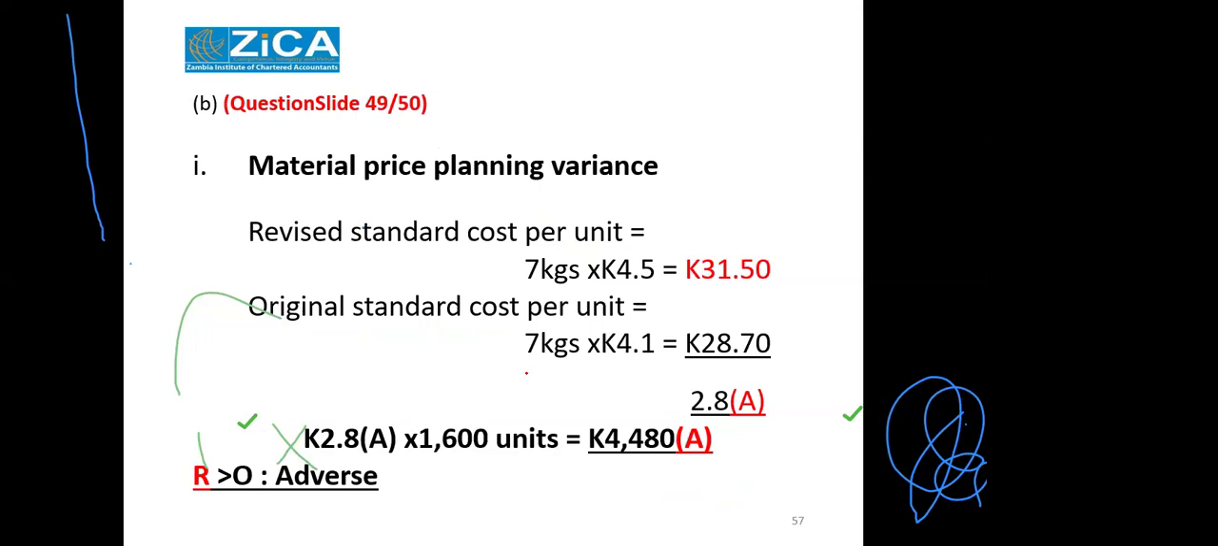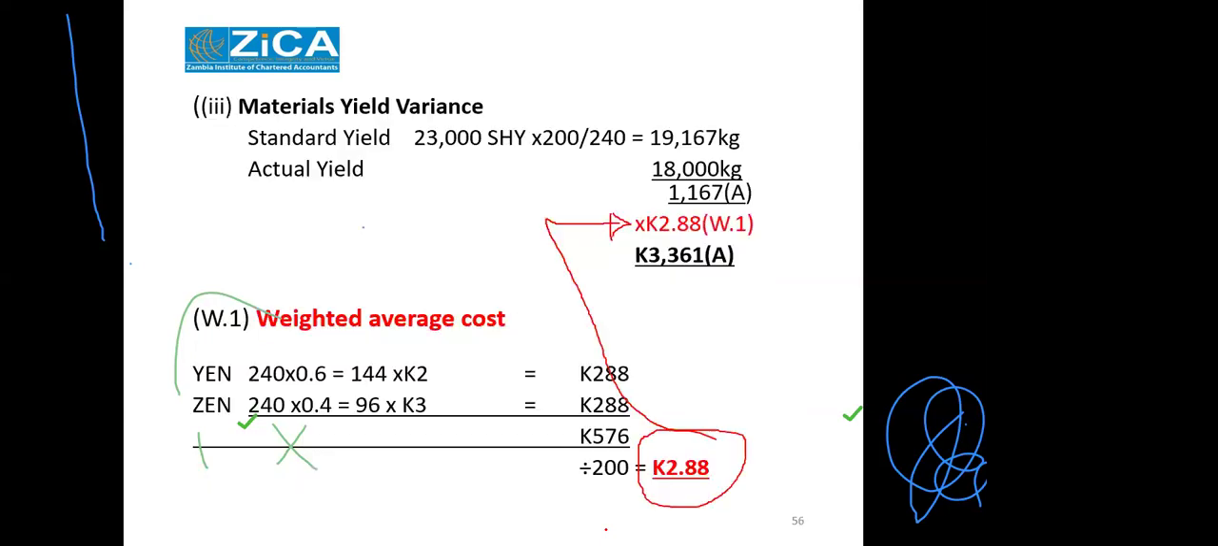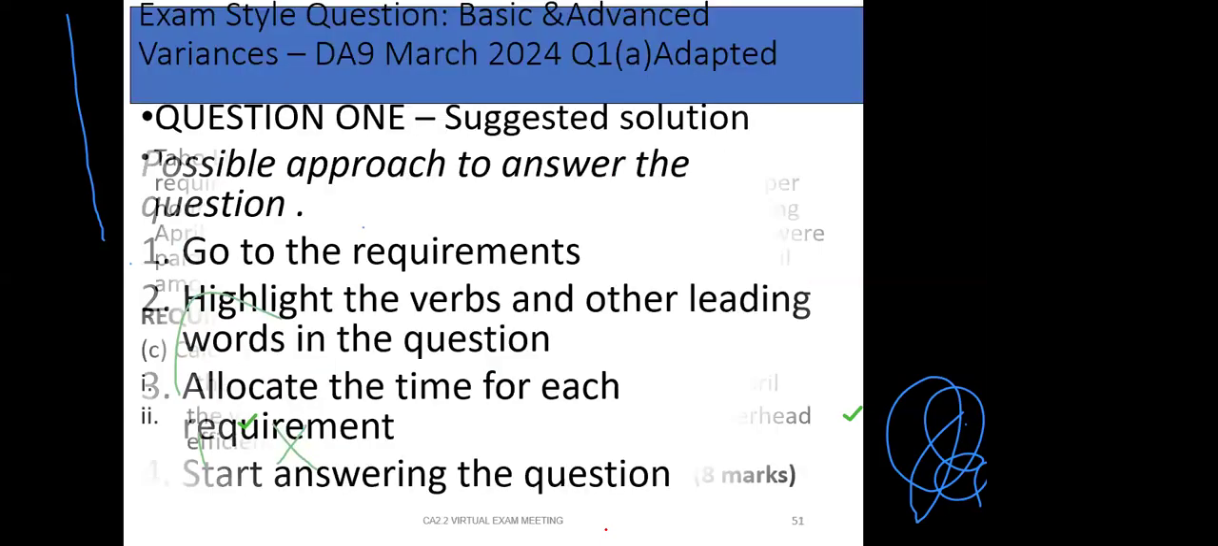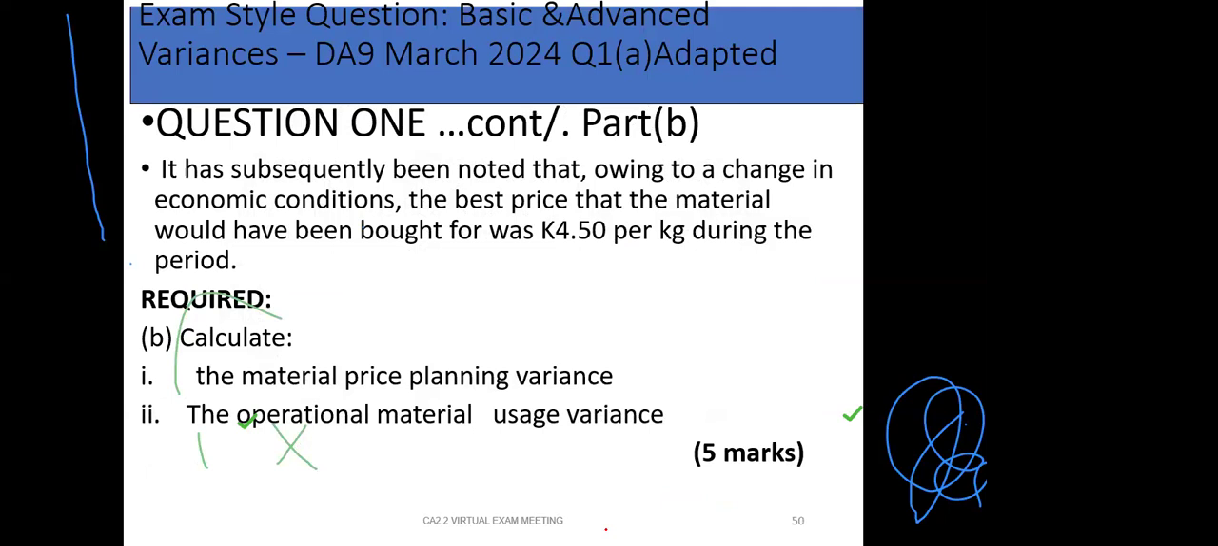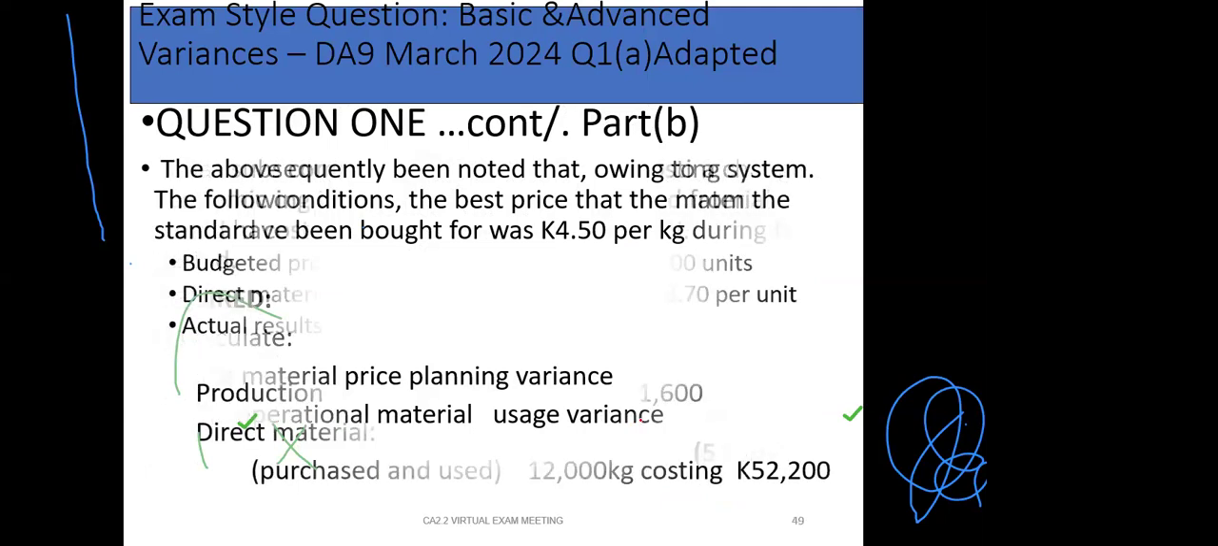Then we go to part B. Part B requires us to calculate the planning variance. So if I take you back to the question, part B. Maybe I go to slide 49.